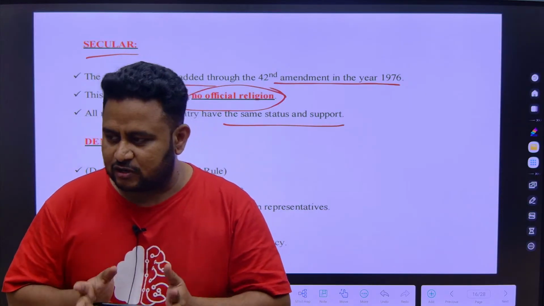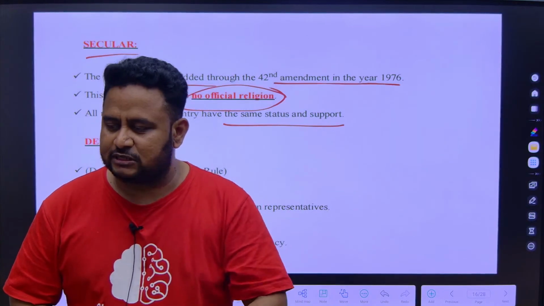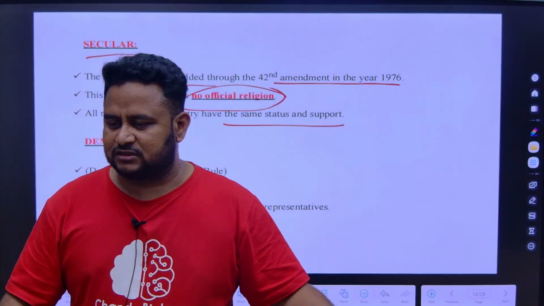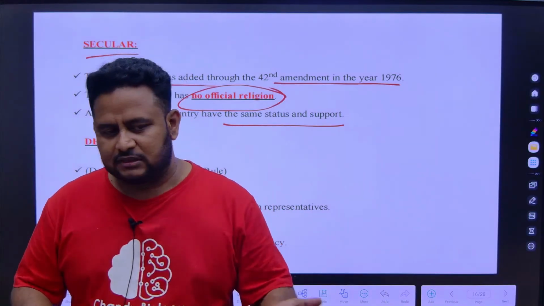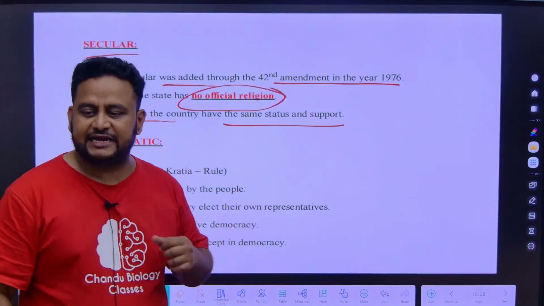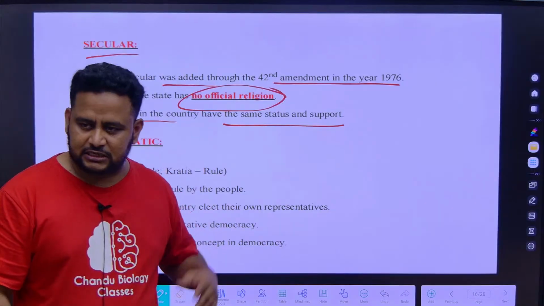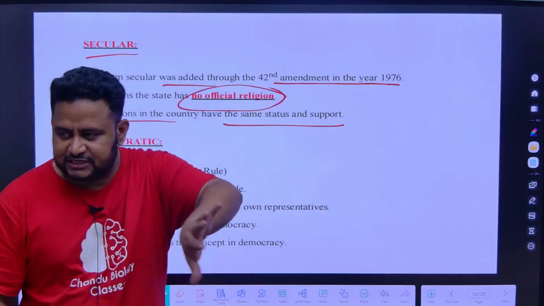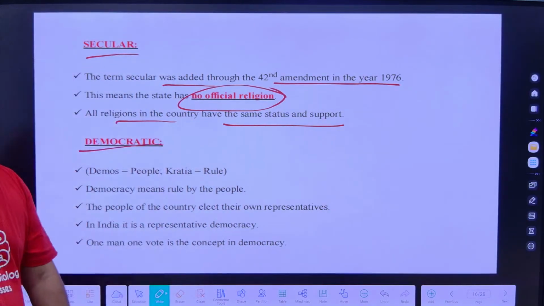Same way, secularism also says that I can follow any religion, and you also have the right to follow no religion. I may say I don't want to go to any religious place, I don't believe in God. That right I also have. That is also secularism. We will understand this when we talk about Article 25, freedom of religion under fundamental rights, which also talks about secularism. So in India, the state or the government is equidistant from all religions. Clear? Now democratic.